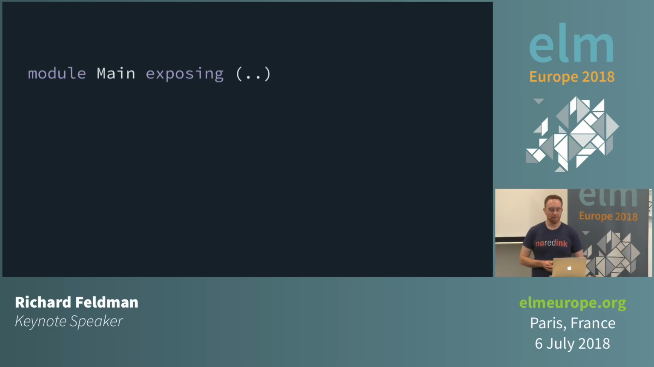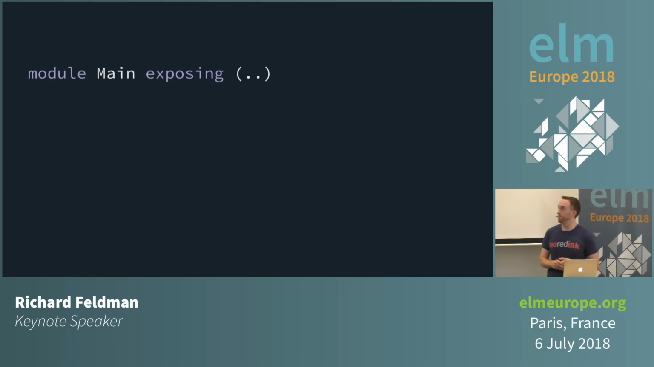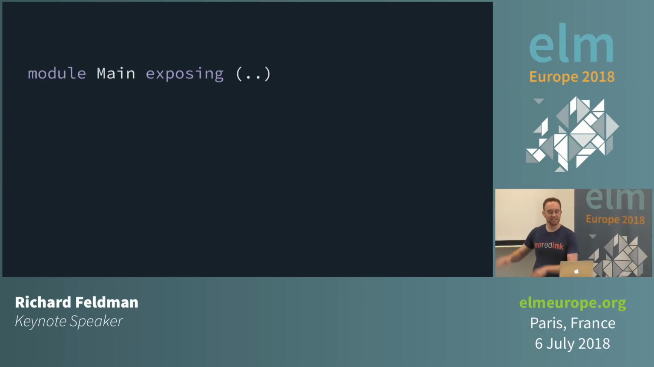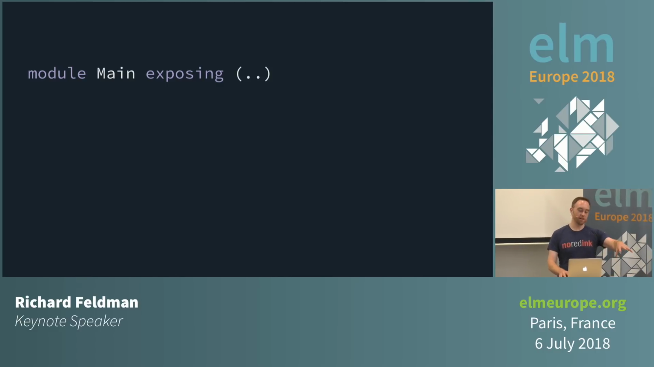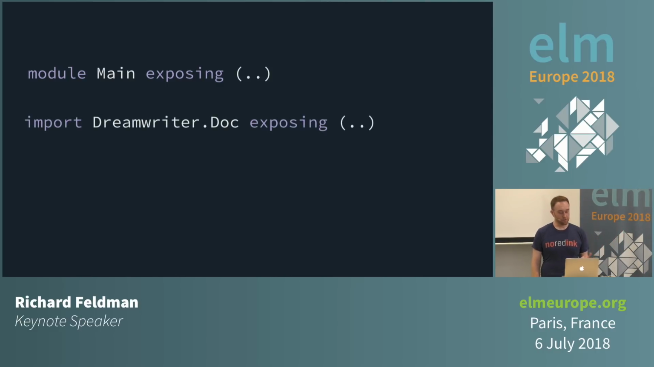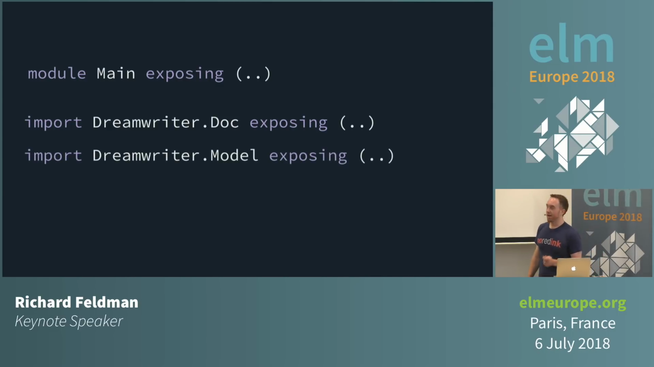Module structure. This was a fascinating one to reflect on. I've upgraded this to modern Elm syntax because the syntax was a little bit different back then. But effectively, I started with module Main exposing everything, import Dreamwriter.Doc exposing everything. Probably would not expose everything from that module these days. Import Dreamwriter.Model exposing everything. Definitely would not expose everything from that one as well.